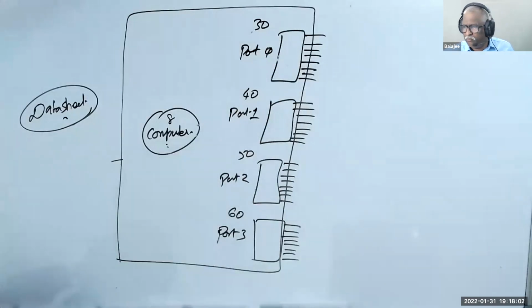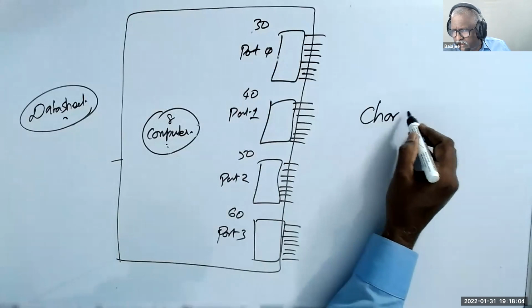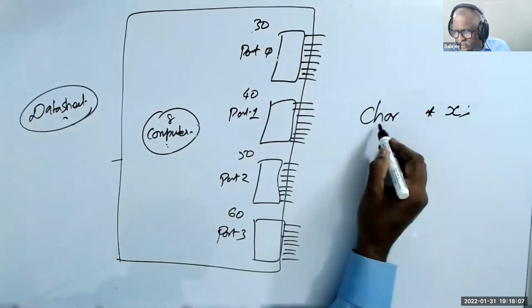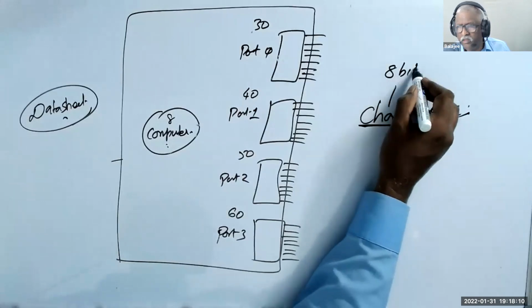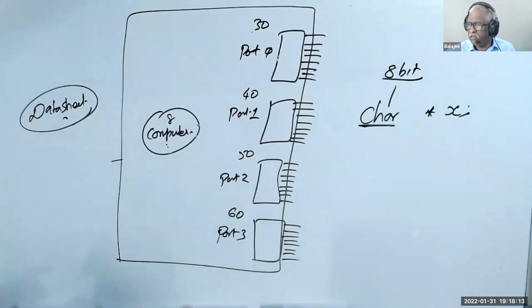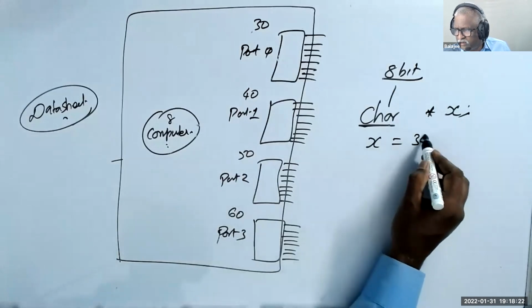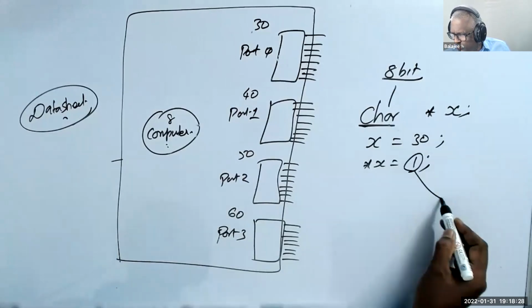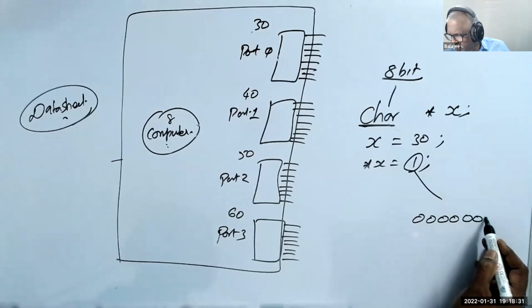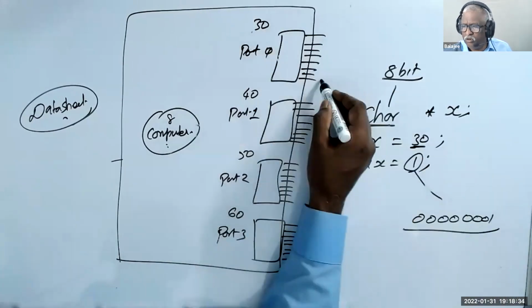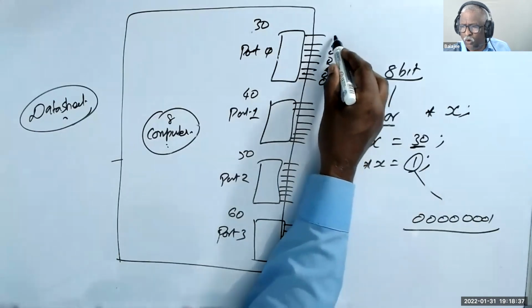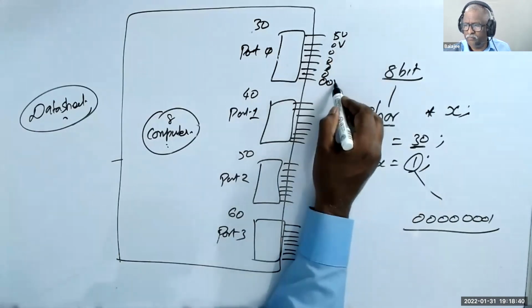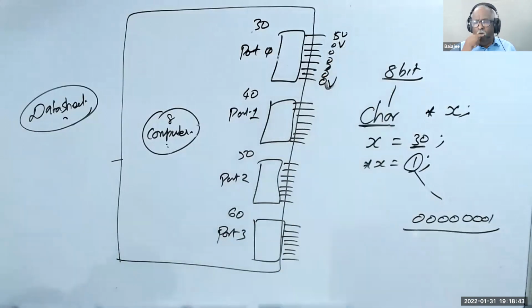The computer, you tell it: char *X. CHAR means 8-bit. So now I'm assigning a pointer. I say X is equal to 30, *X is equal to 1. Then what happens? It will convert the 1 into 0, 0, 0, 0, 0, 0, 0, 1. We put 30, and at 30 it will put 0, 0, 0, 0, 0, 0, 0, 1. 1 means 5 volt. All the others are 0 volt. You write only this program.